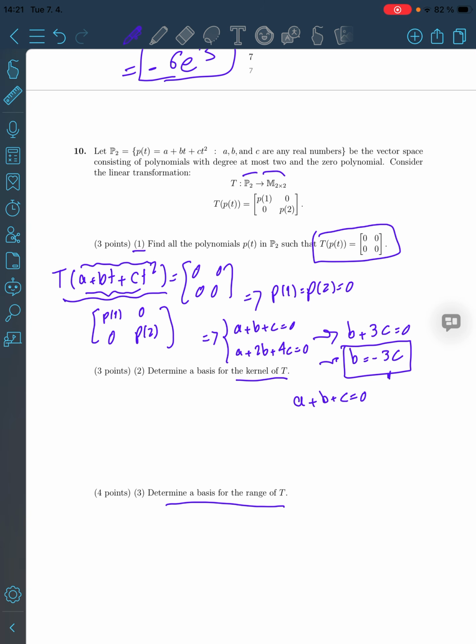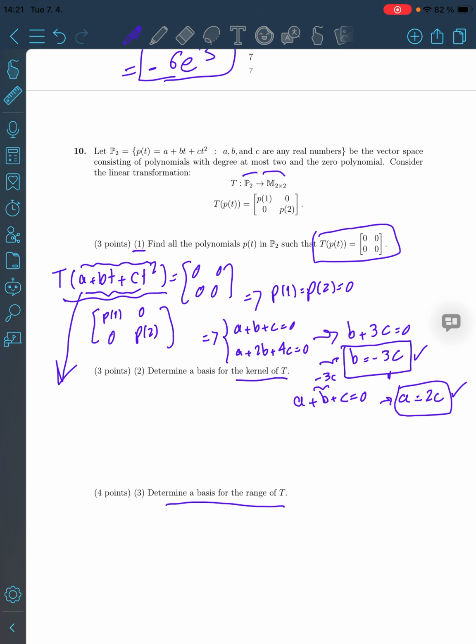Okay, substitute b to be -3c. Therefore, a is equal to 2c, right? These are all the equations that I need. Now, for the final answer, here you should write the coefficients of your polynomial by considering those relations that you already computed.